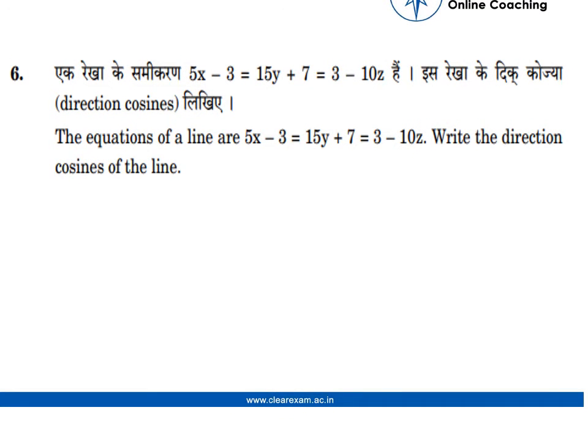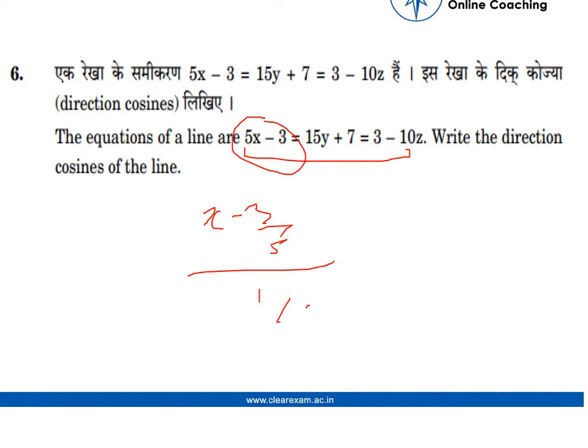6. The equation of the line is (5x − 3) = (15y + 7) = (3 − 10z). Find the direction cosines of the given line. When we divide 5x − 3 by 5, it becomes (x − 3/5), and similarly the denominator becomes 1/5. 15y + 7 when divided by 15 becomes (y + 7/15) over 1/15.